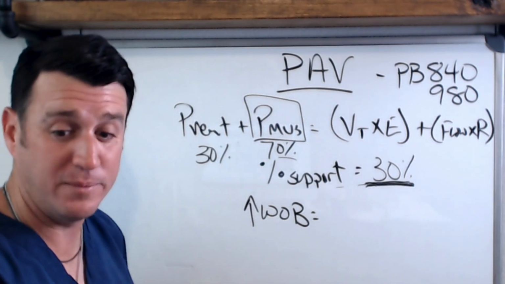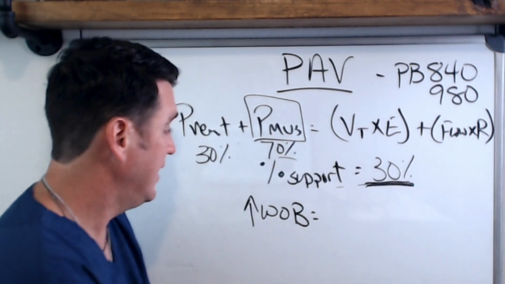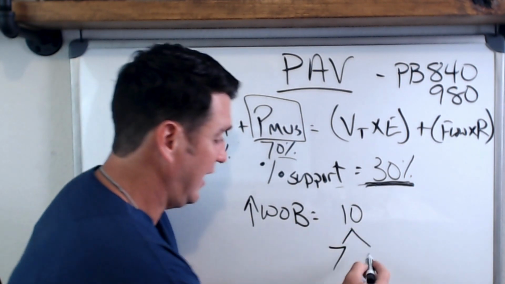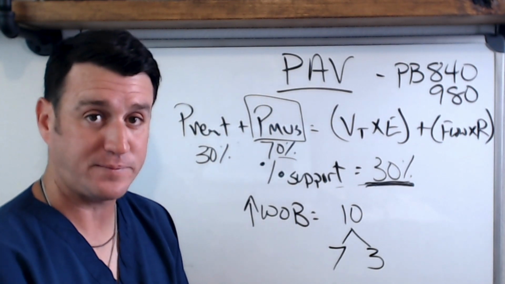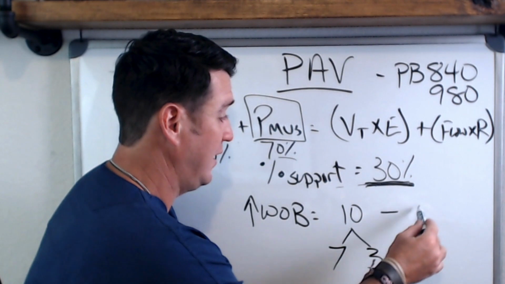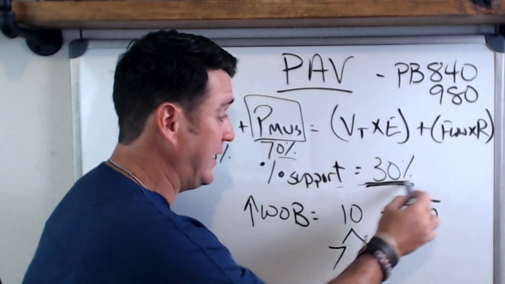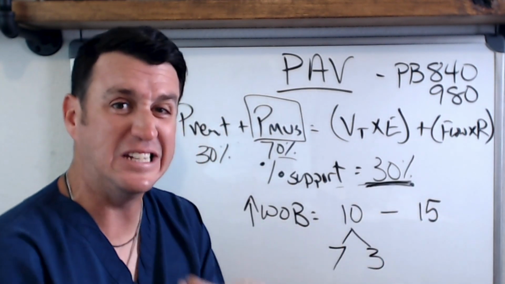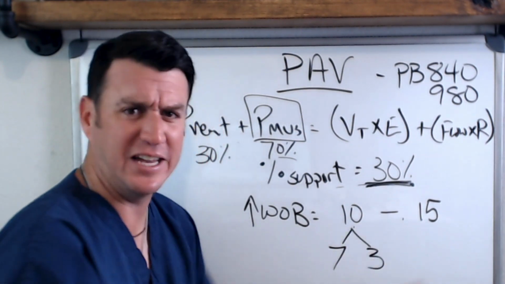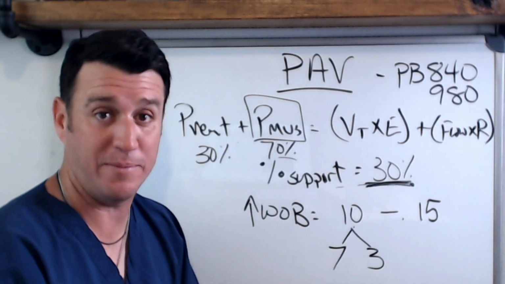Let's just use some real random numbers here. Okay? If your patient's work of breathing is 10, then that means your patient is doing 7 and your vent's doing 3, right? Well, if this increases to 15, right, then your vent is going to assume more workload, but it's still going to be proportional to the patient. So if we go from 10 to 15, which again, these are just random numbers. These are not anything related to PAV, okay? Just random numbers just so you can see the math.